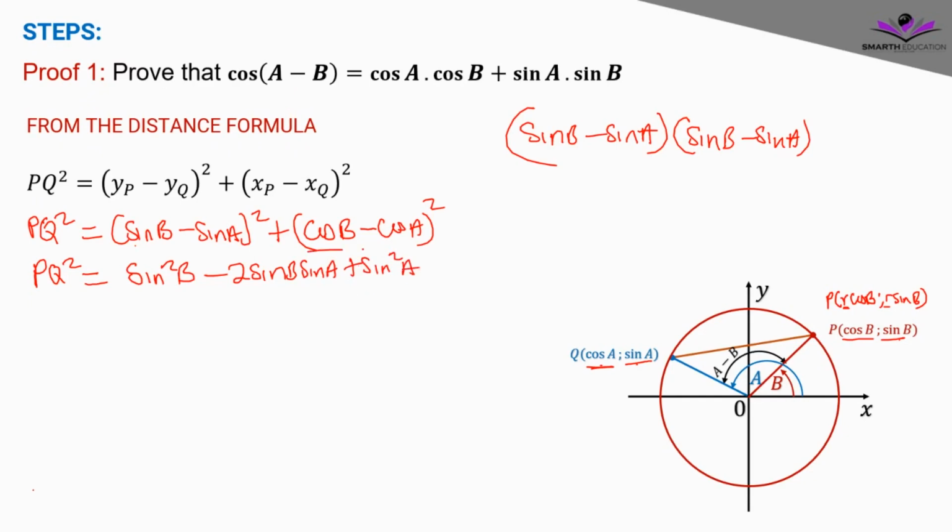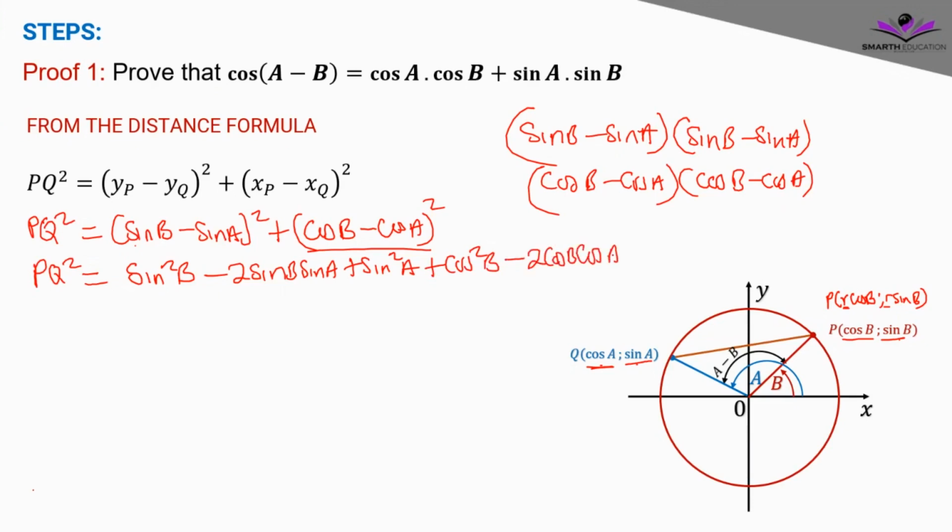And then the next one, which is cos B minus cos A times cos B minus cos A. And you can do that using FOIL. You will get cos squared B minus 2 cos B cos A, right, plus cos squared A, right? Take note of this.